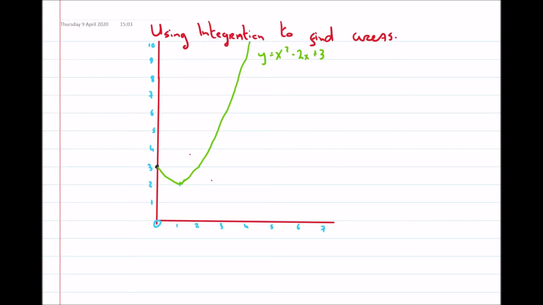In this video, we're going to look at using integration to find areas. In this graph, I have the function y equals x squared minus 2x plus 3. In order to find the area underneath this curve, between the curve and the x-axis, so all this area in yellow, here's what I do.